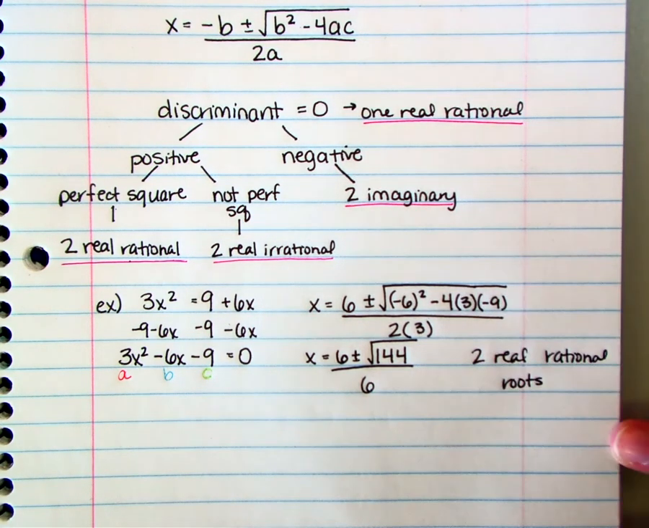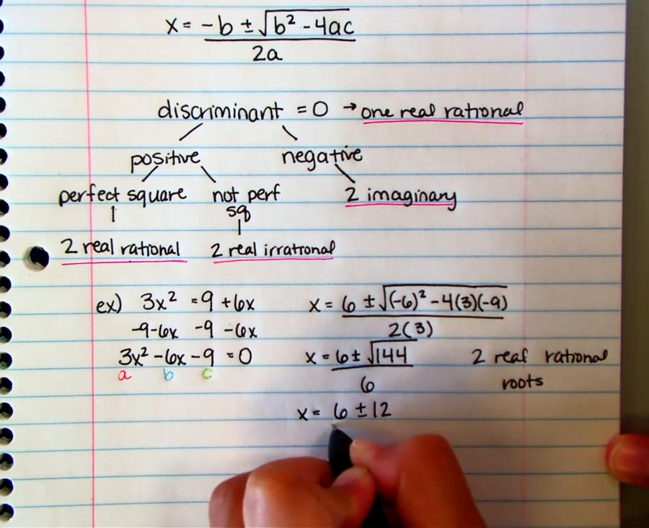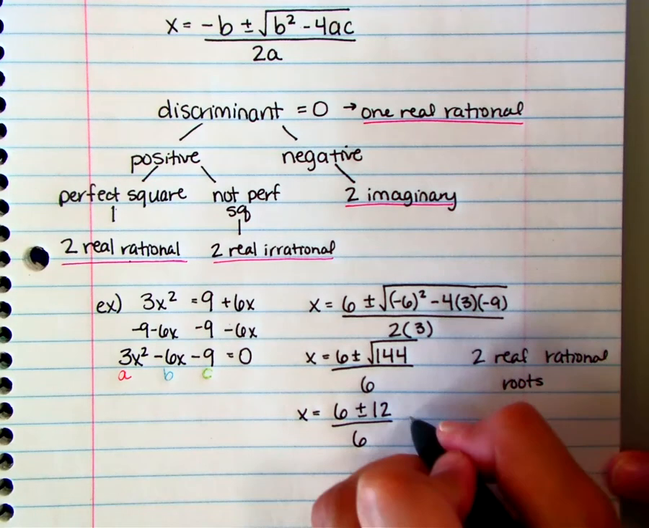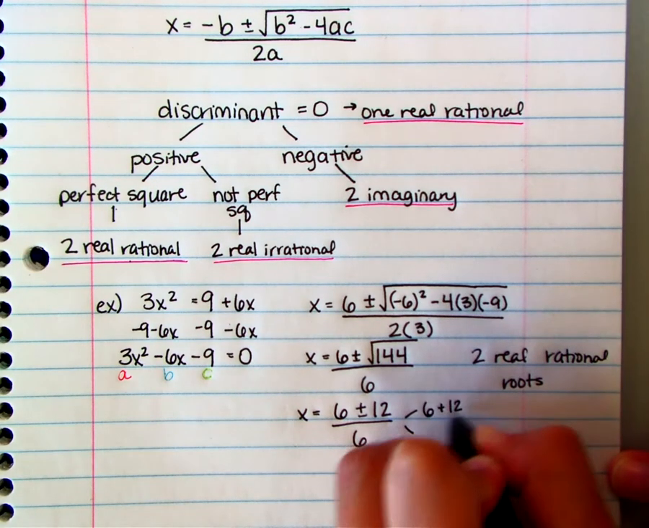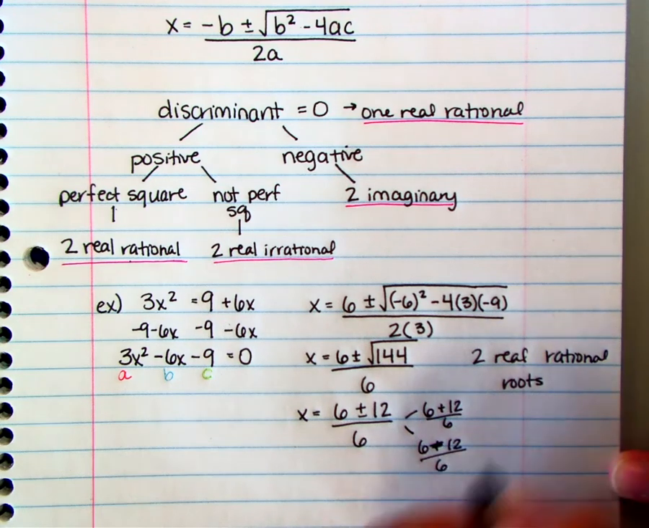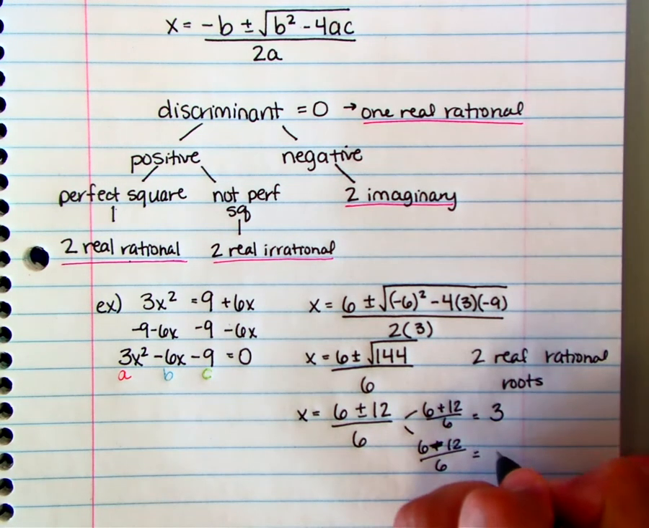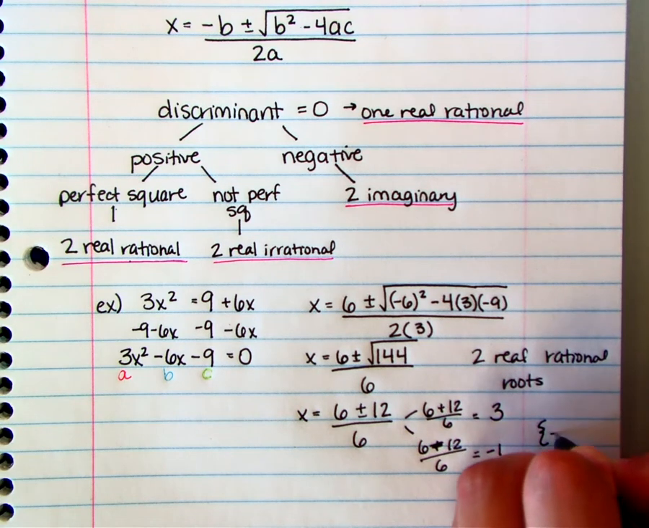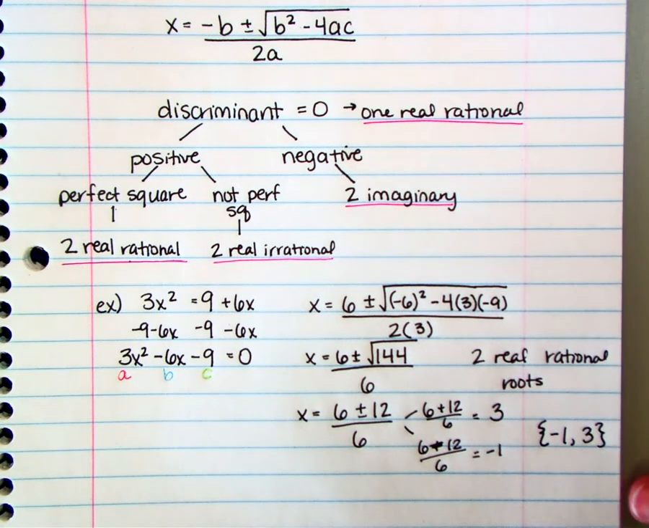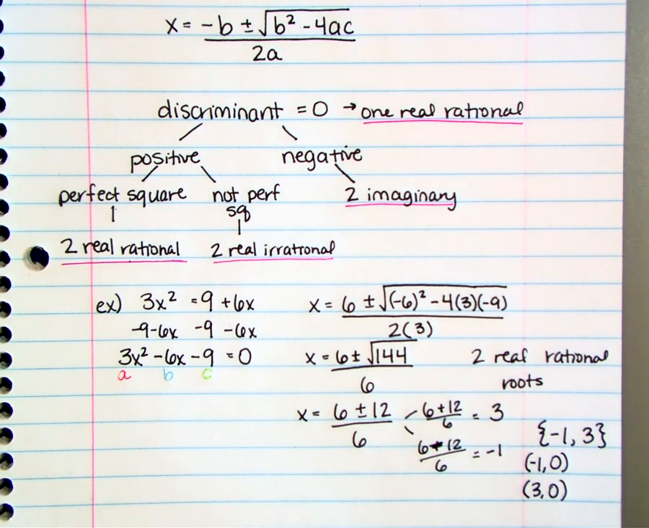Root, solution, x-intercepts, however you want to call it. And then we'll just keep solving, so we'll have x equals 6 plus or minus 12 all over 6. Since we're going to get two roots, we want to add 12, and we want to subtract 12. So 6 plus 12 is 18 divided by 6 is 3. 6 minus 12 is negative 6 divided by 6 is negative 1. So you have a solution set of negative 1, 3. You can write it using these fancy brackets or as x-intercepts. But those are your two solutions.